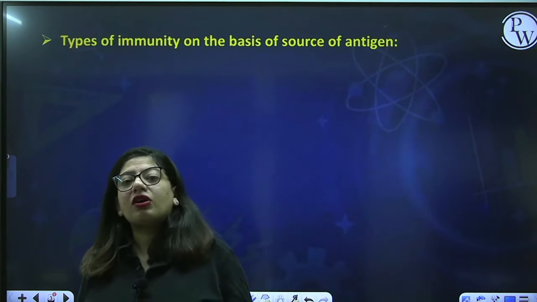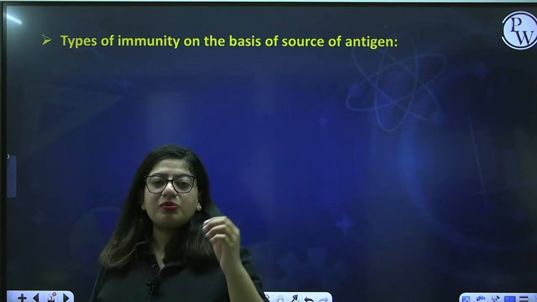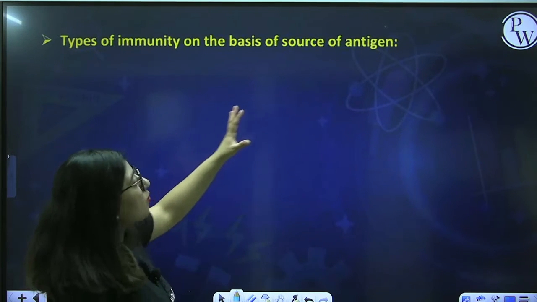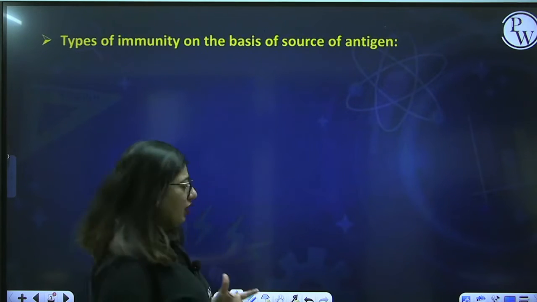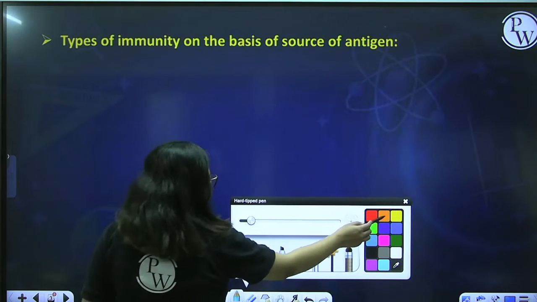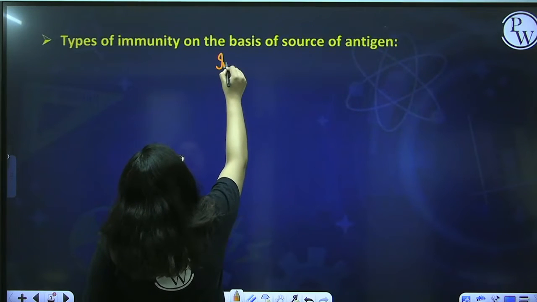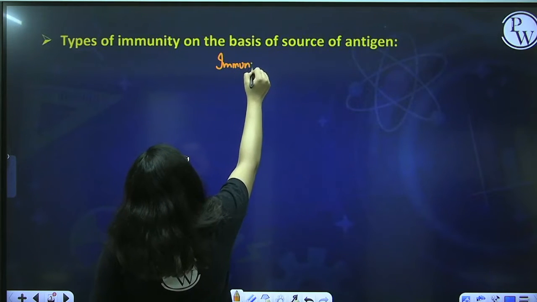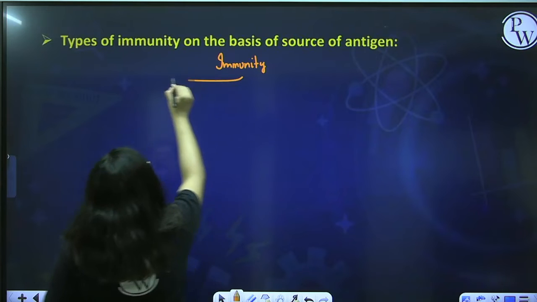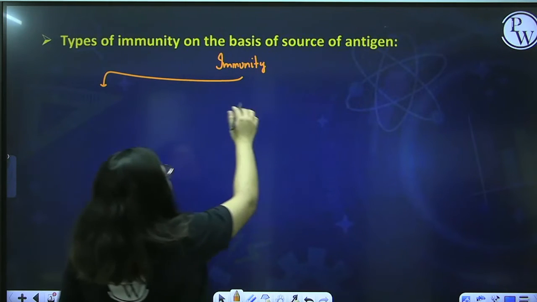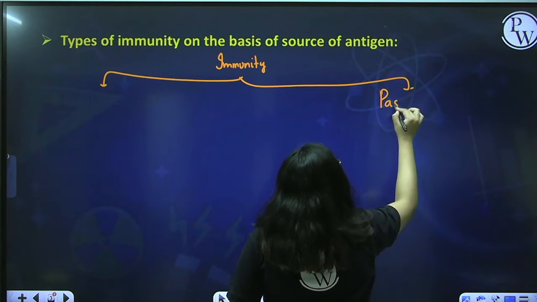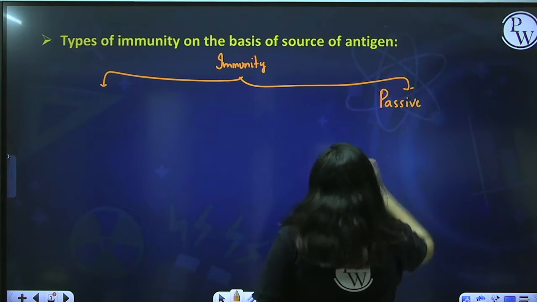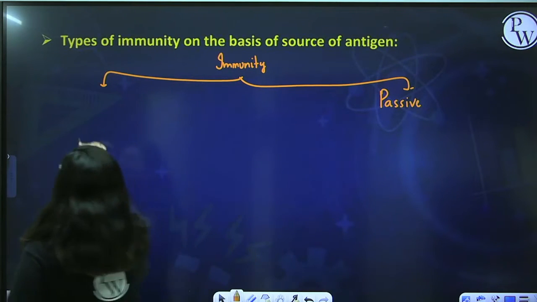Now we are going to talk about the types of immunity on the basis of the source of antigen, that means from where that antigen is coming. Okay, so we have two types of immunity. This is very important. Every year they ask questions from this topic. One is passive immunity and the second is active immunity.